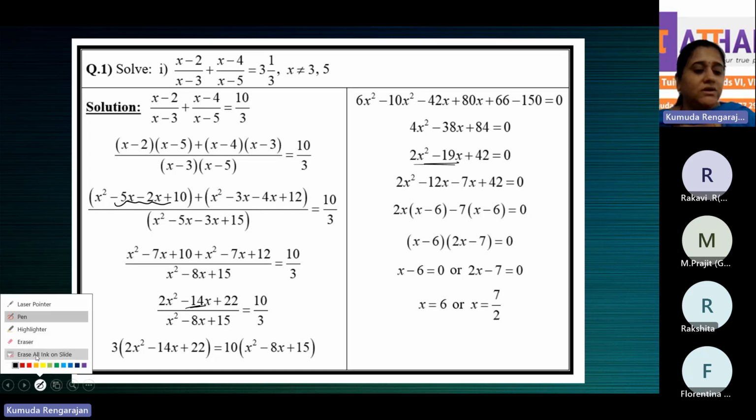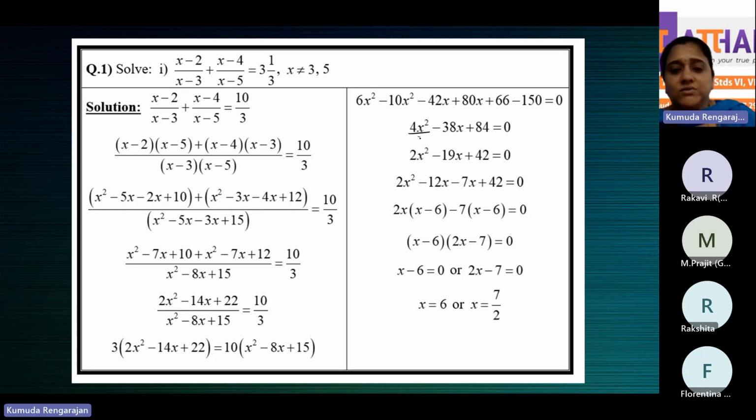Okay, so we divide by 2 throughout. We divide this equation by 2 throughout. You can simplify the equation like that. You can divide the equation throughout by a common factor. So when you divide by 2, you will get 2x square minus 19x plus 42 is equal to 0. And then splitting the middle term. Then we are factorizing by splitting the middle term.